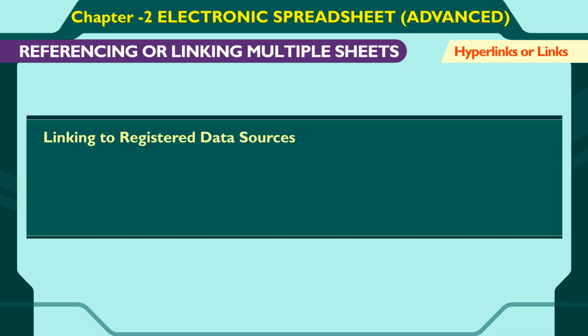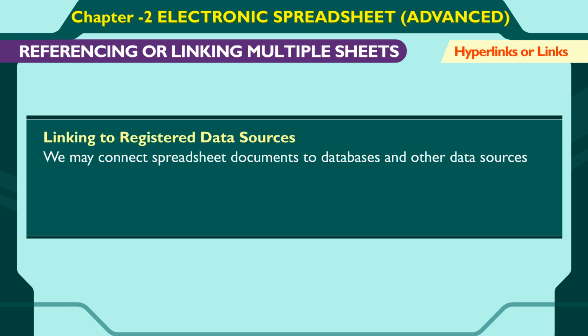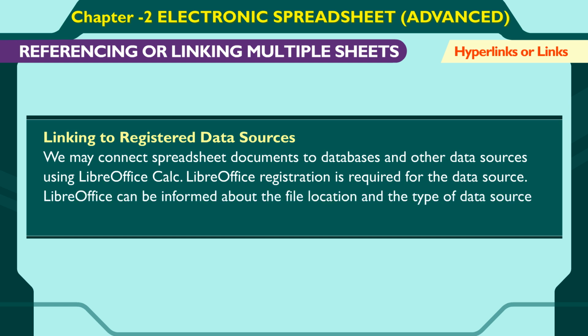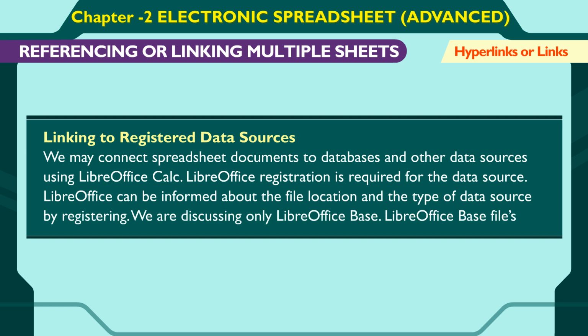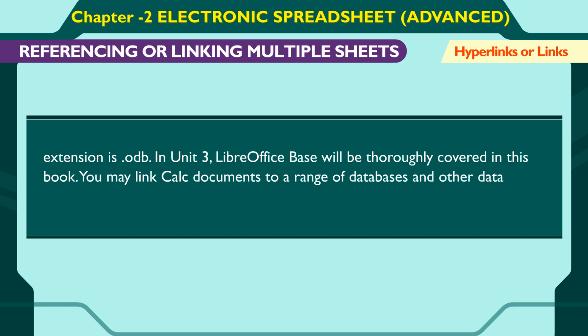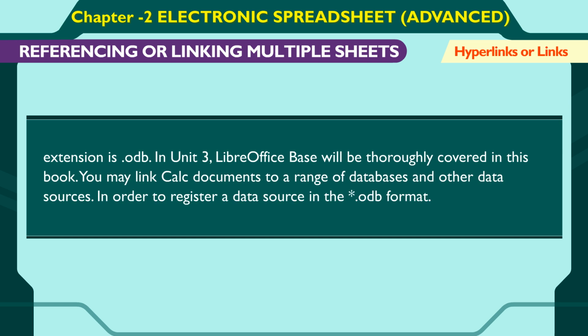Linking to registered data sources. We may connect spreadsheet documents to databases and other data sources using LibreOffice Calc. LibreOffice registration is required for the data source. LibreOffice can be informed about the file location and the type of data source by registering. We are discussing only LibreOffice Base. LibreOffice Base file extension is .odb. In Unit 3, LibreOffice Base will be thoroughly covered in this book. You may link Calc documents to a range of databases and other data sources.